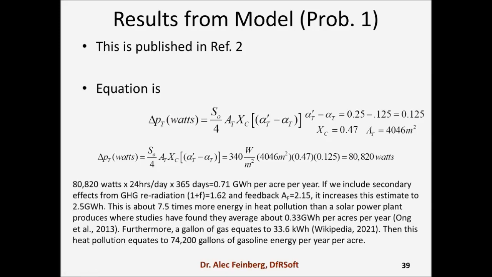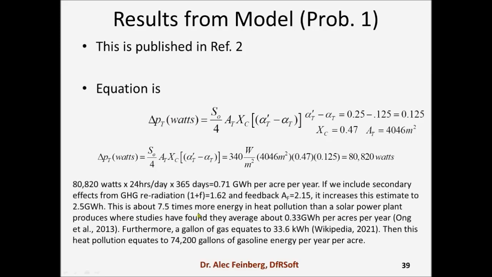Now, from what we've learned, we know that this gets bumped up by the re-radiation and the feedback factor. If we were just doing 1950, it would get bumped up by the 1 plus F number, but now we have to deal with feedback, so that gets further bumped up by 2.15, and that gives us 2.5 gigawatt hours today.